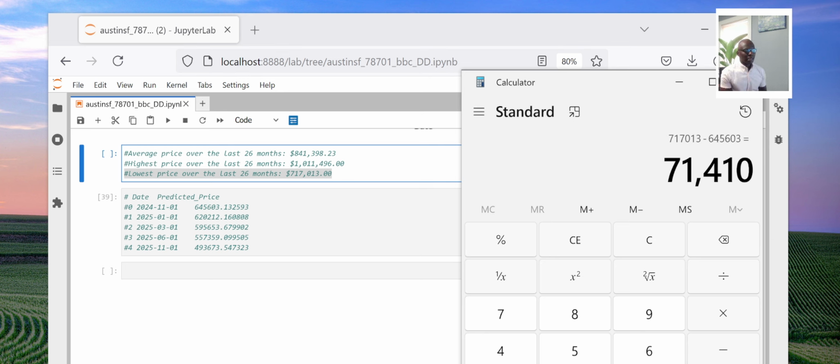So that kind of concludes, in summary, the many value added that I was able to produce for this one project, Austin Single Family Homes.